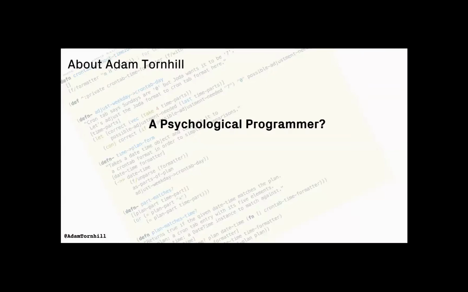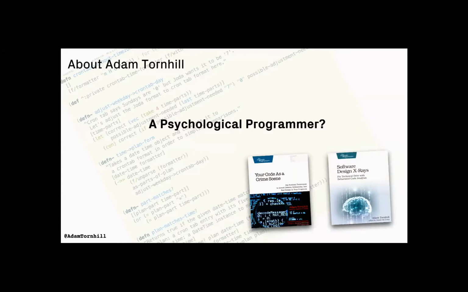So I view myself as a psychological programmer. What I mean by that is that my background is within engineering. I'm an electrical engineer. I worked as a software developer for a long time, but also had a parallel career. I also happen to have a degree in psychology. And I've written 2 books about this intersection between technology and the human side of it. The first one called Your Code is a Crime Scene came out, I think, 6-7 years ago. And then my more recent book, Software Design X-Rays. And I'd like to spend a minute and tell you why I got interested in psychology and why I think it's relevant as a software developer.